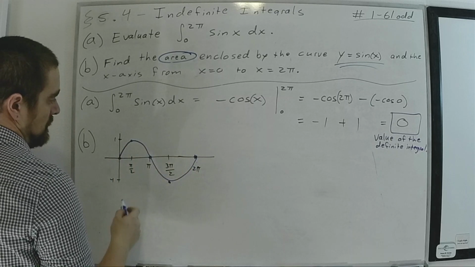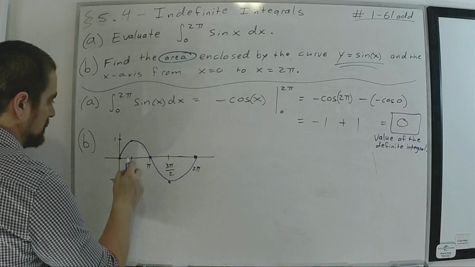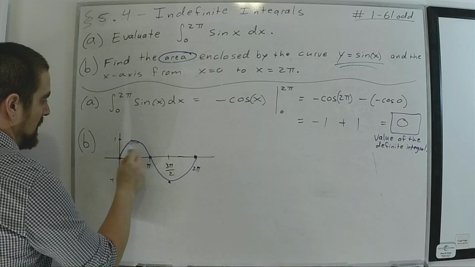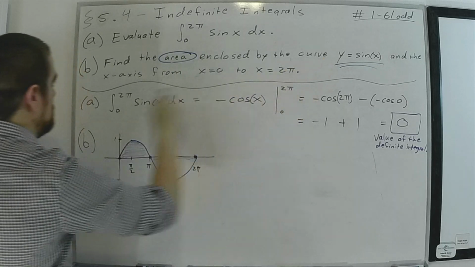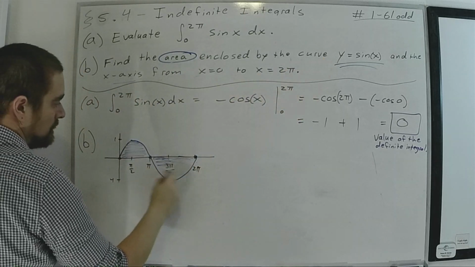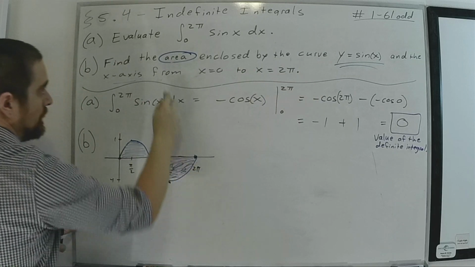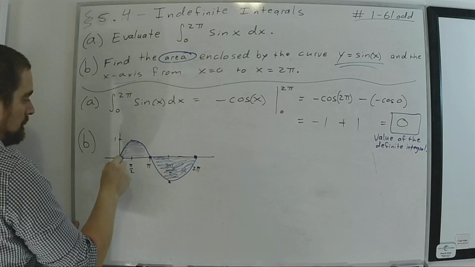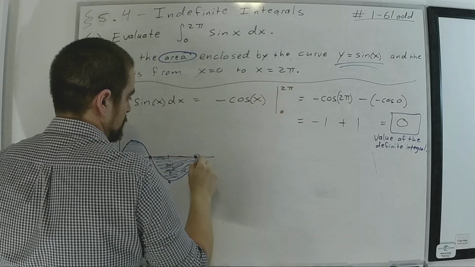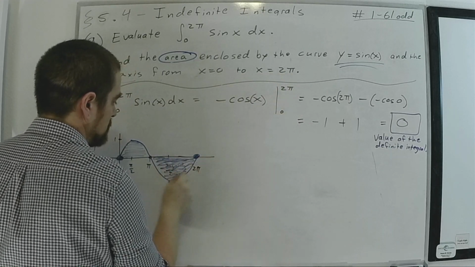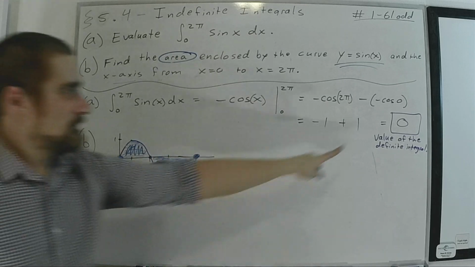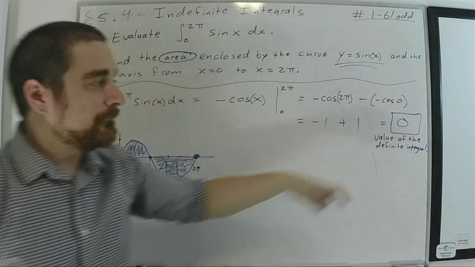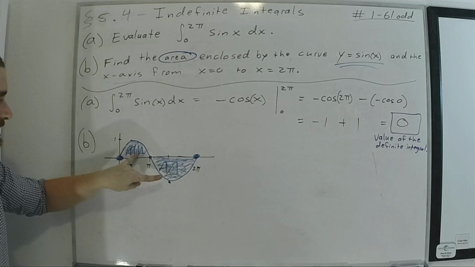And again, the scale is not exactly perfect, but they want us to know how much area is enclosed by this blue curve, the x-axis, starting from x equals 0, and going all the way to x equals 2 pi. How much area do I see here? It is definitely not 0, right? There is definitely area there.